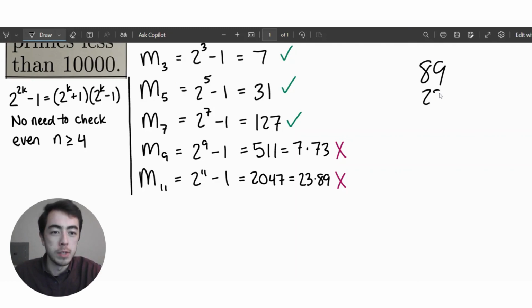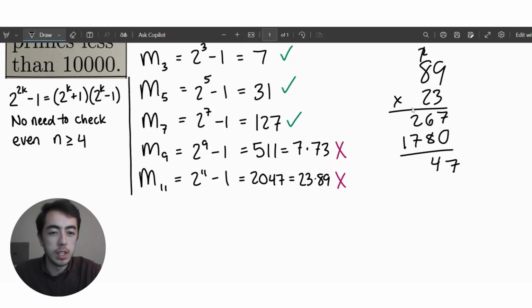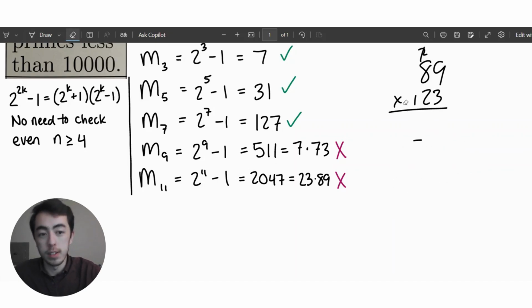Here, let's just do a little multiplication to show that that's the case. 3 times 9 is 27. 3 times 8 plus the 2 is 26. Placeholder 0 for the 20. 2 times 9 is 18. And 2 times 8 plus the 1 is 17. 7, 14, 10, 2. Carry the ones. There we go. So this shows that 2047 is composite because it has some factors that are not 1 or itself. Okay.